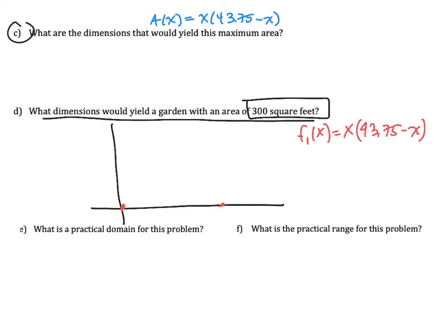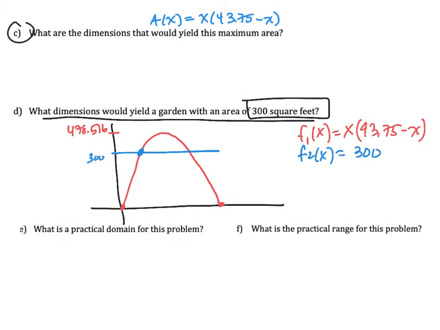So you would graph into your function 1 the x times 43.75 minus x. You would graph that, so you'd have your two zeros here, and this would be your function. And remember, it had a maximum of 478.516, so you should have all this graphed on your paper, potentially, if you didn't do it algebraically. Then in f sub 2, you're going to put in 300. And you're going to sketch where it's 300, and it should be a horizontal line, and it's going to intersect this parabola at two different locations. So those two different locations are, this first one was 8.514, and the second one was 35.236.